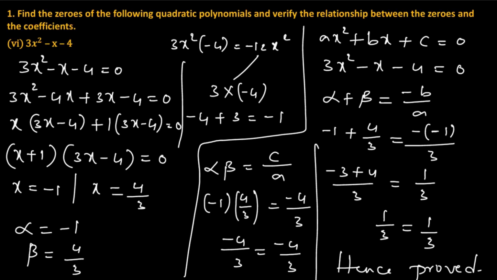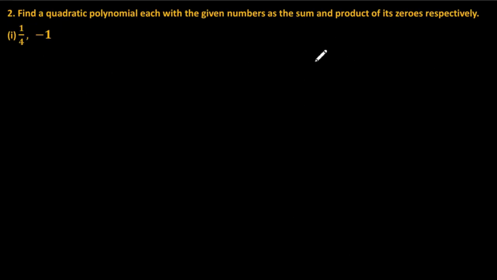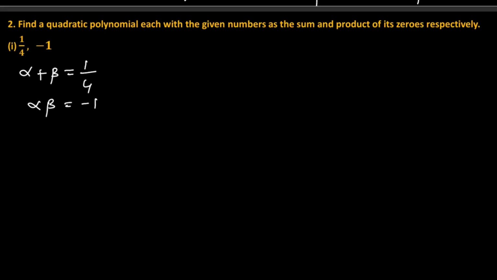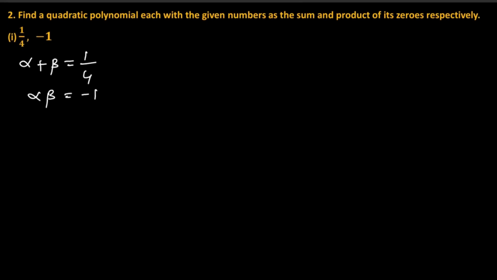The next question is second question. Find a quadratic polynomial each with the given numbers as the sum and product of its zeros respectively. So they have given the sum and product of the zeros. Here our sum is 1 by 4 and product is minus 1. Sum of the zeros, if we consider these as alpha and beta, alpha plus beta they have given as 1 by 4. Alpha into beta, product of the zeros, given as minus 1. You have to write this as polynomial.